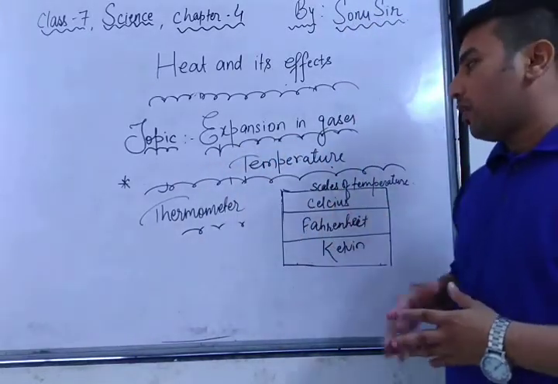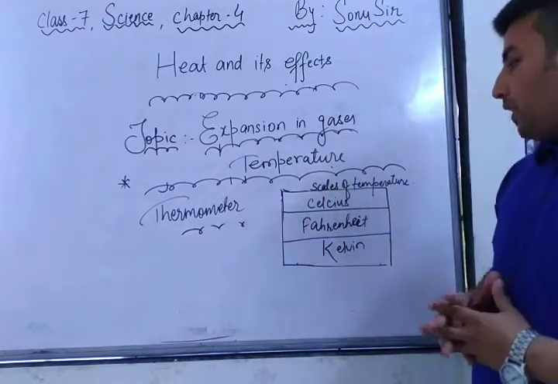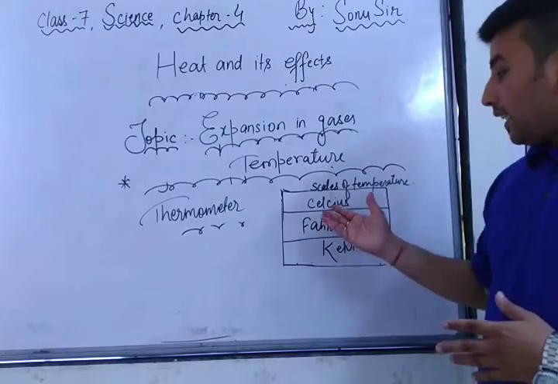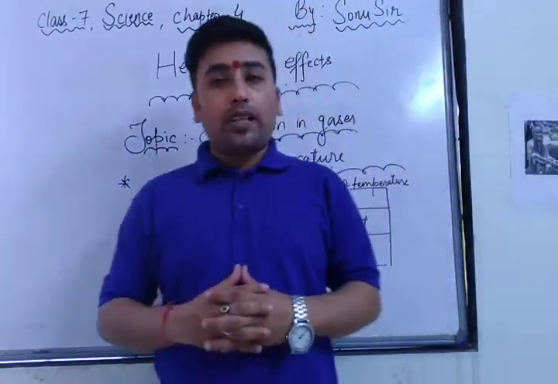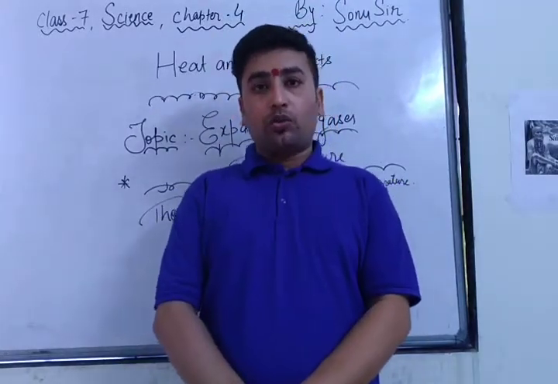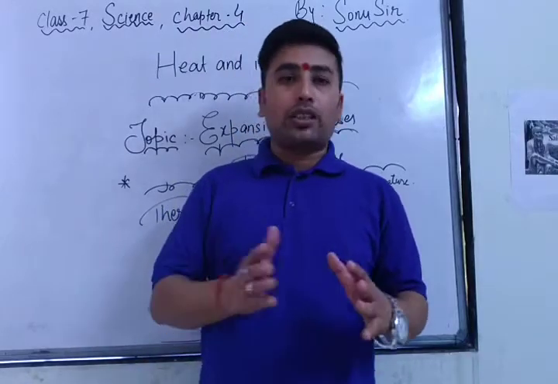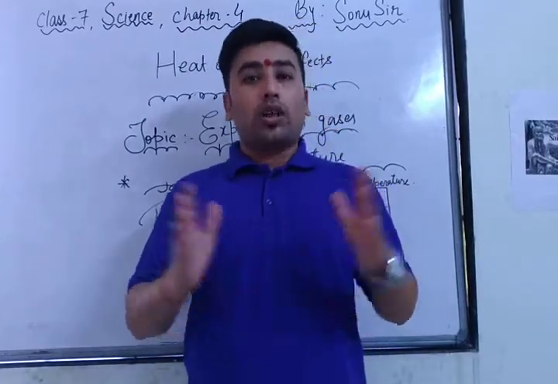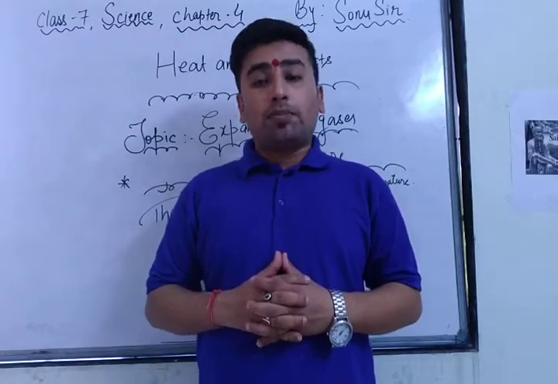After that we'll discuss temperature, then the thermometer, and then the scales of temperature like the Celsius scale, Fahrenheit scale and Kelvin scale. First of all, let me explain expansion in solids. As I have informed you, when heat is passed to a solid object, the object increases in size. So that was the example of expansion in solids.